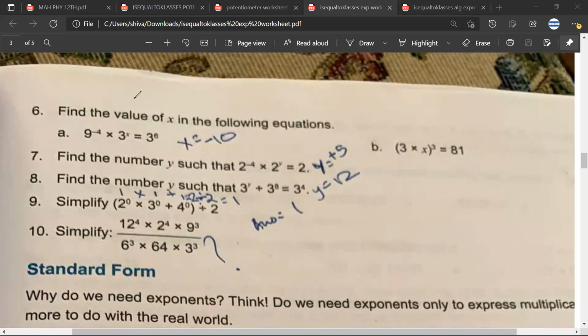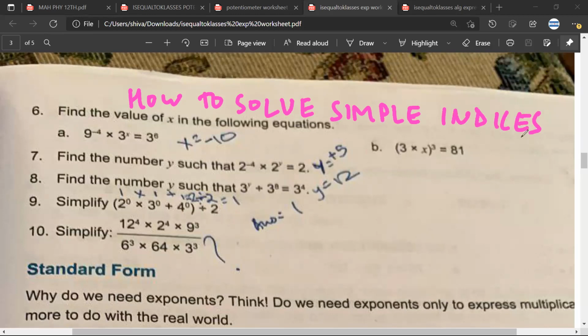So, Mr. Sarthak, how to solve simple indices equation? Okay, let's try to understand this.